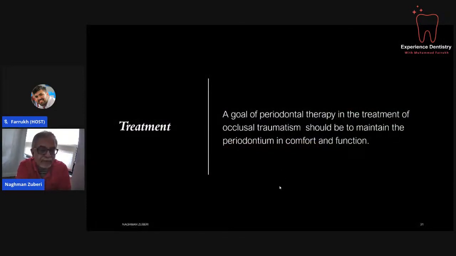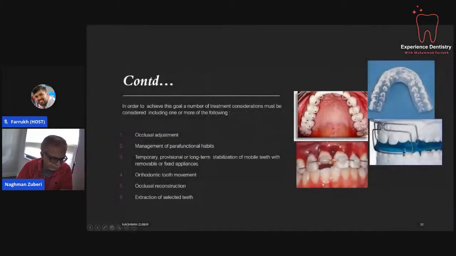What would be the treatment? What is our goal if we find that there is trauma from occlusion? We need to bring the periodontium back to a comfortable and healthy status. How can we achieve that? Firstly, we find the etiology and remove it, by occlusal adjustment, management of parafunctional habits, or temporary, provisional, or long-term stabilization of the mobile teeth with the help of removable or fixed appliances.